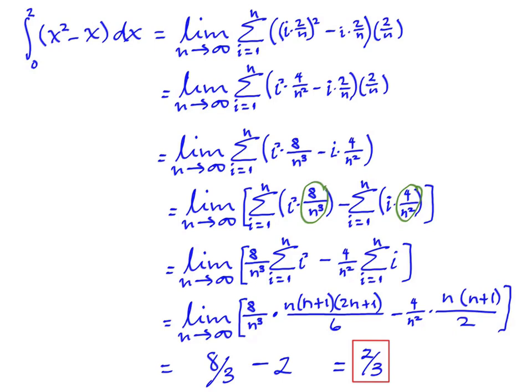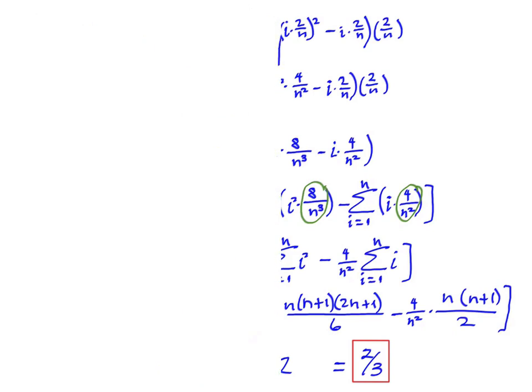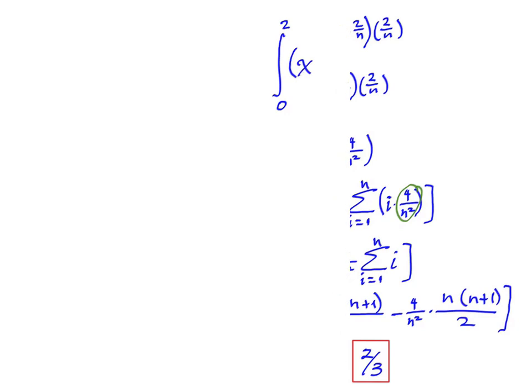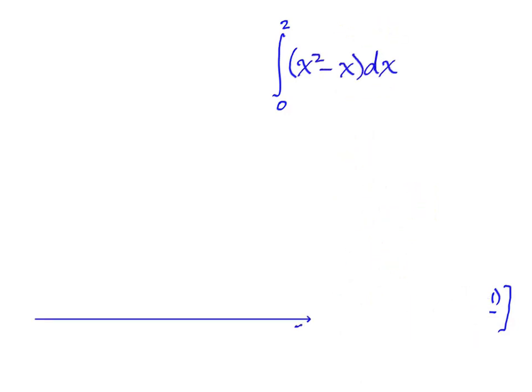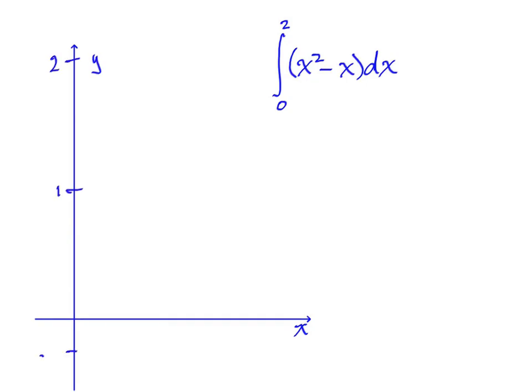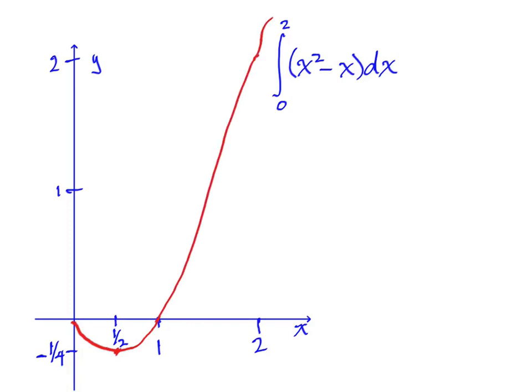So let's look at a picture of what we just did. If we graph x squared minus x, it's a parabola. The vertex is at 1/2, -1/4. So there's the graph of x squared minus x just from 0 to 2.